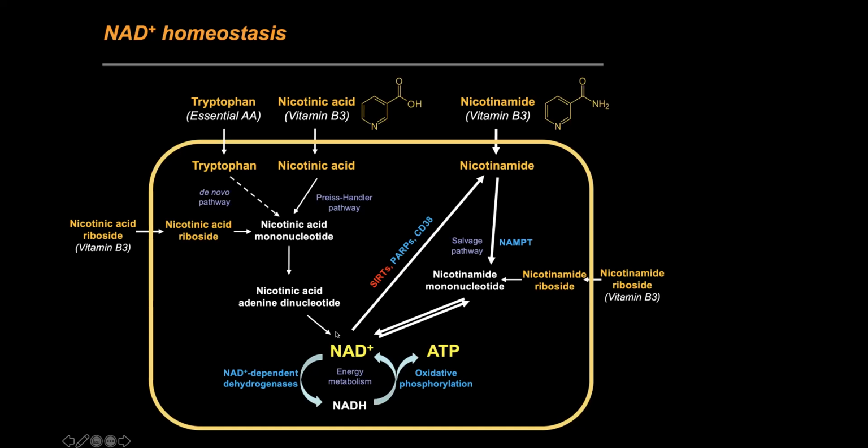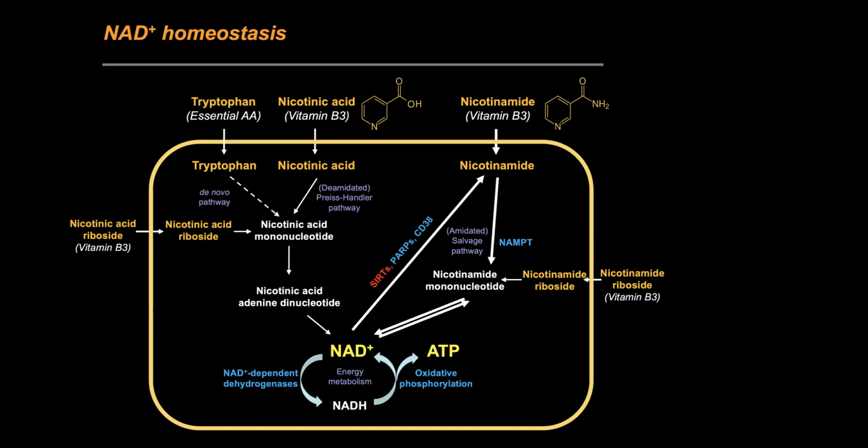Since the major difference between nicotinamide and nicotinic acid is the amine group in nicotinamide, the salvage pathway from nicotinamide is also known as the amidated pathway, whereas the Preiss-Handler pathway is known as the deamidated pathway. So in mammals, these two pathways are separated because we don't have an enzyme to connect nicotinamide with nicotinic acid.